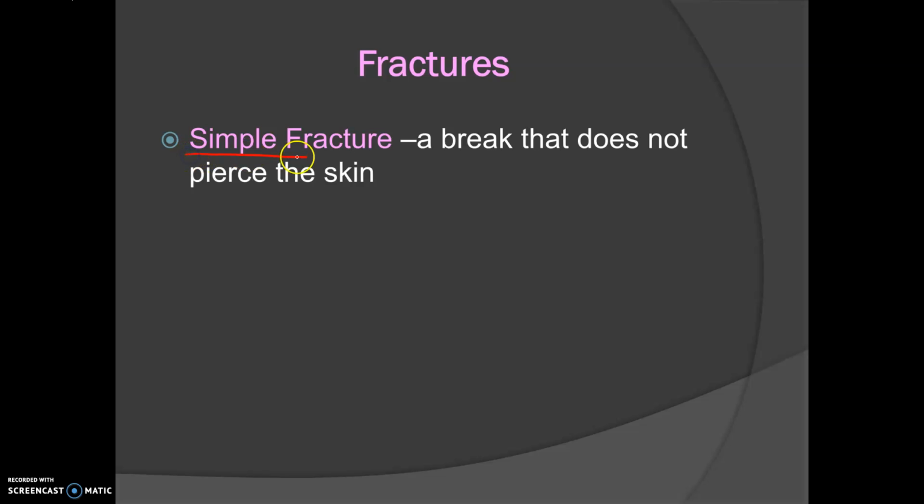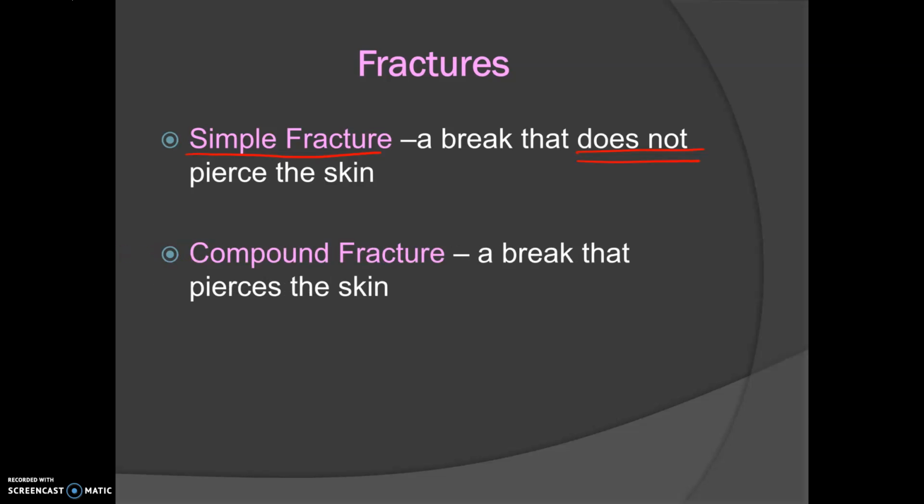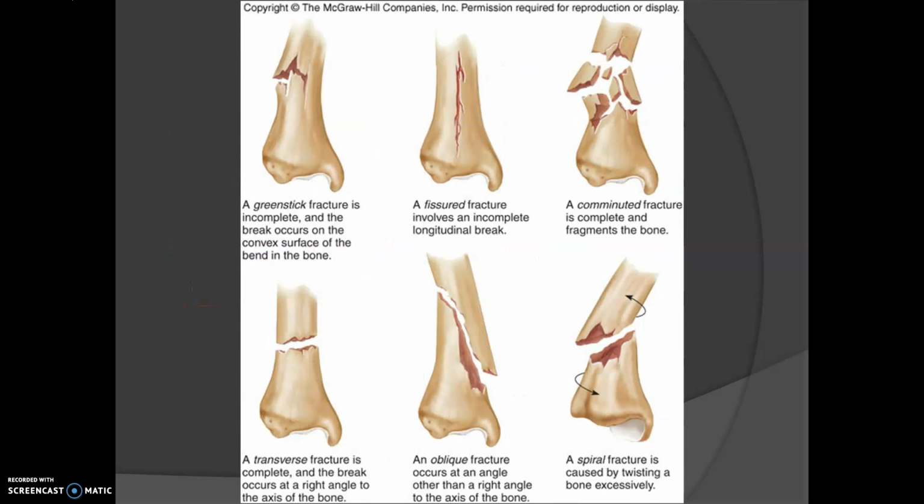So the first one we're going to talk about is a simple fracture. This is a break in the bone that does not pierce the skin. So this would be something like stress fractures, things like that, that do not break the skin in any way. A compound fracture is going to be one that does pierce the skin. So again, when that bone breaks, if it pierces through the skin, we're going to see a compound fracture. If not, we're going to see a simple fracture.